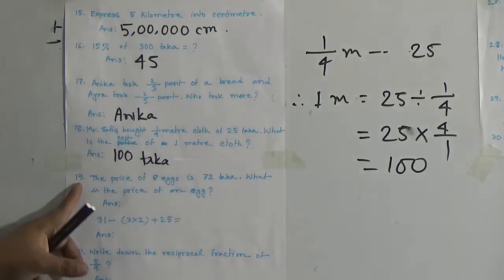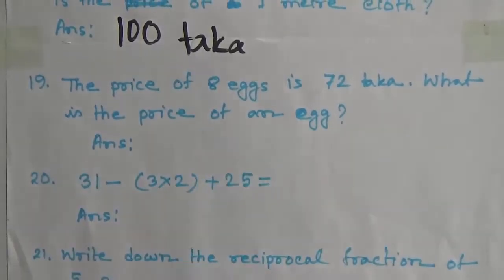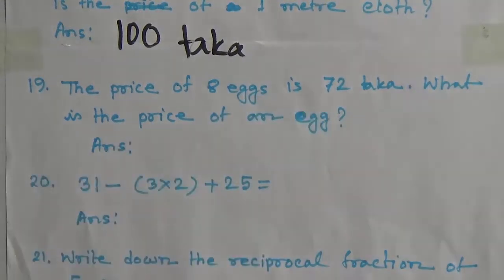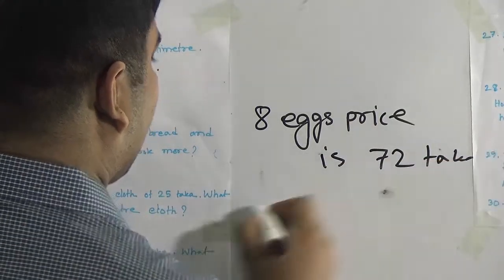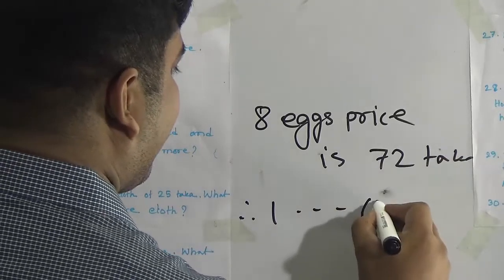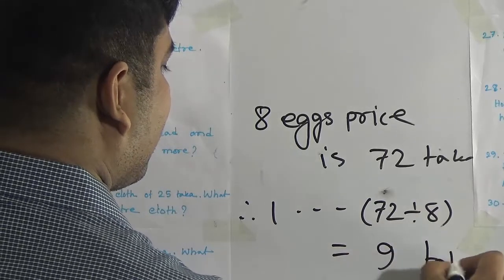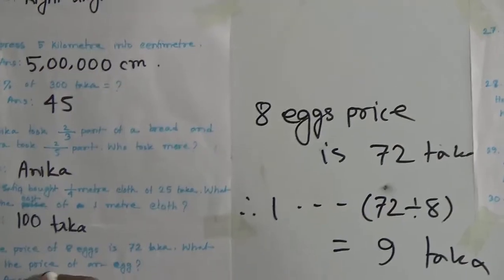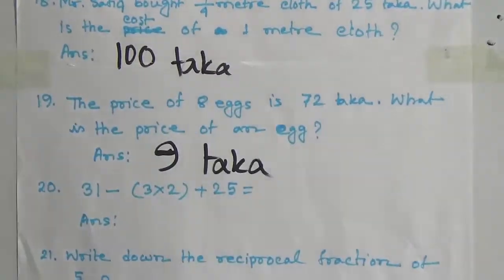Now question number 19. The price of 8 eggs is 72 taka. What is the price of an egg? So 8 eggs price is 72 taka. So 1 egg price is, we divide this 72 by 8 and we know that 8 9s are 72. So the price of 1 egg is 9 taka. So easy math. Okay.